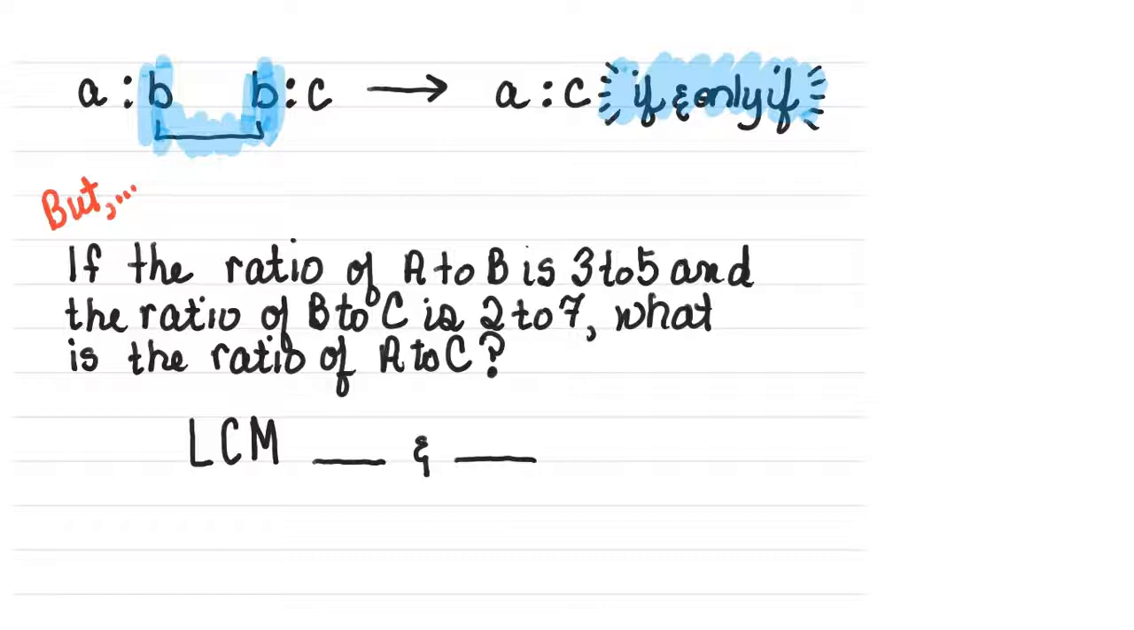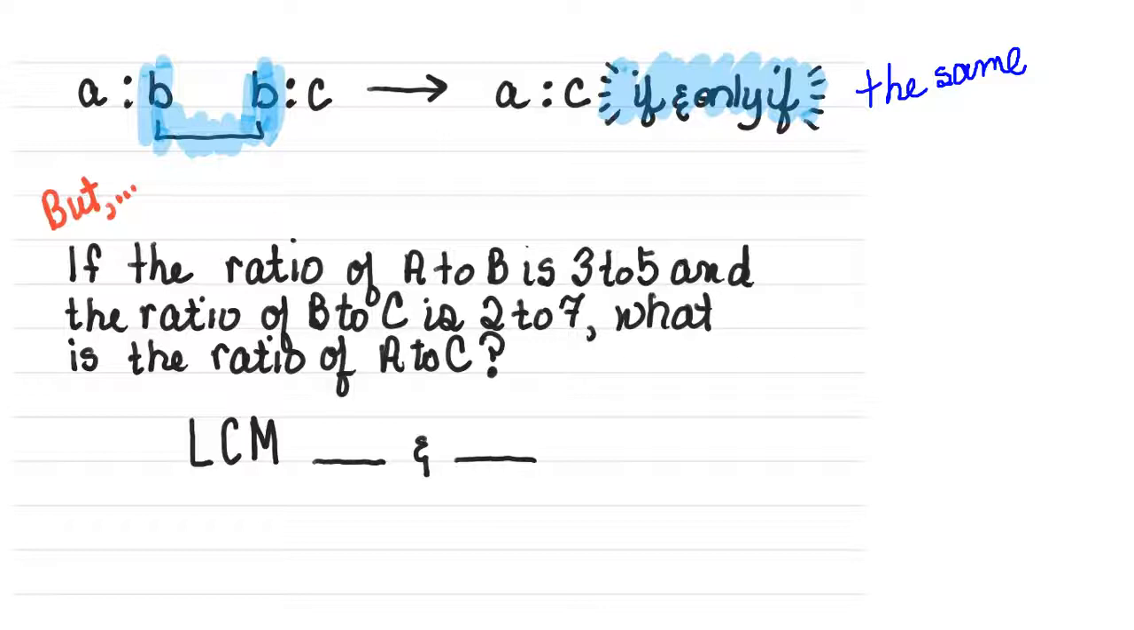Sometimes we get ratios that are somewhat transitive. That means we have to go through a middle guy here. So for instance, if A is to B as B is to C, then A is to C if and only if the B's inside here are the same. However, we have times where they're not the same.